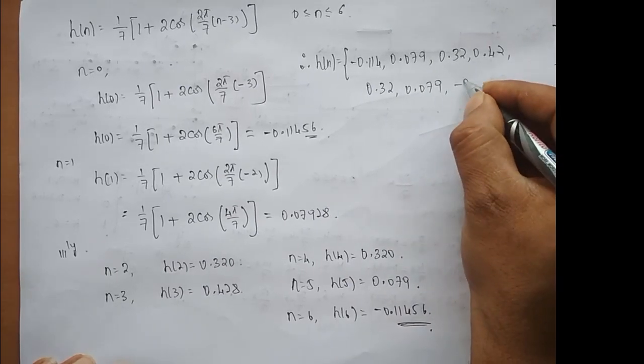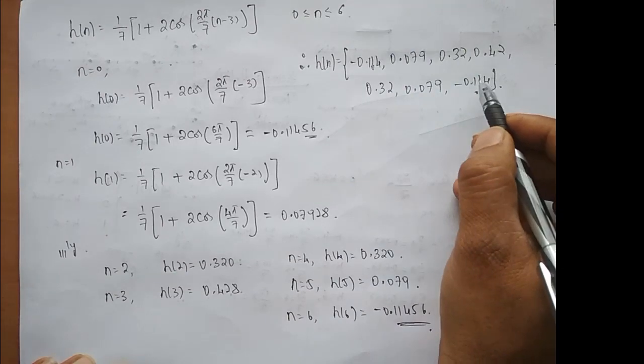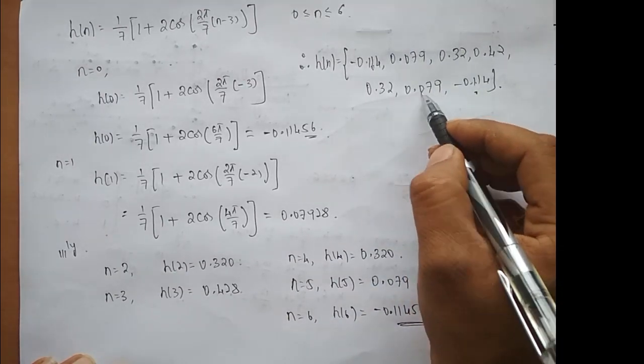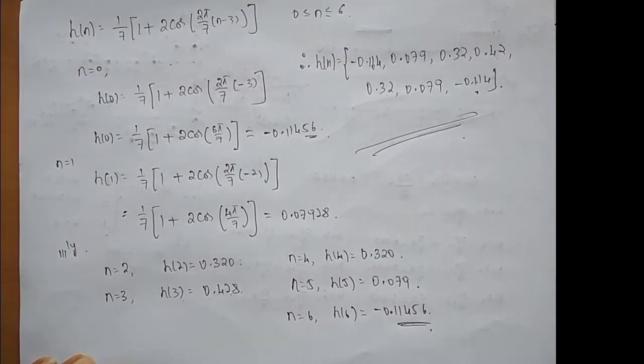0.079, minus 0.114. So it is symmetric. First sample is equal to last sample, second sample is equal to last but one sample, and so on, and n is odd. Okay, so this is about designing a FIR filter using the frequency sampling technique.